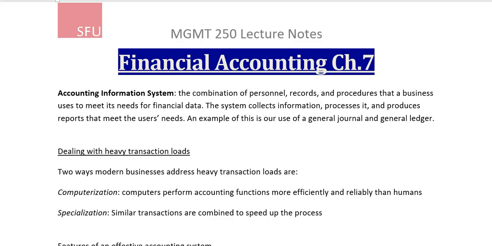Accounting Information System. A combination of personnel, records, and procedures that a business uses to meet its needs for financial data. The system collects information, processes it, and produces reports that meet the user's needs. An example of this is our use of a general journal and a general ledger.